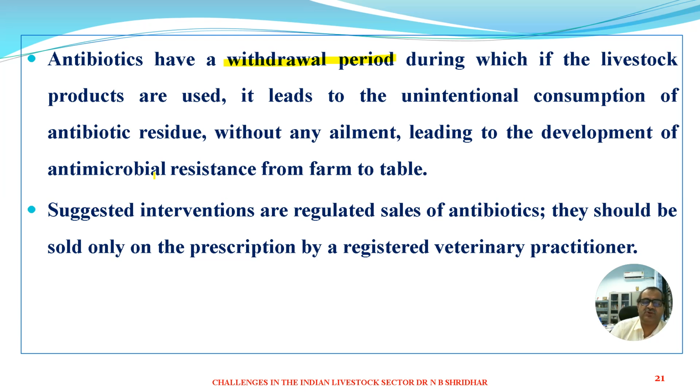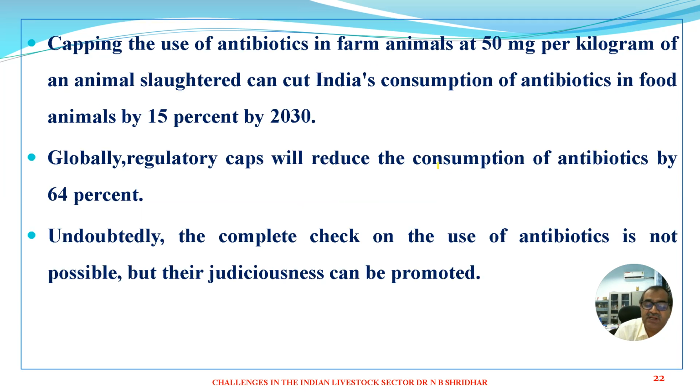And of course, humans also contribute greatly to antimicrobial resistance, but at the same time, the animal husbandry sector is also going to be a threat in future. And suggested interventions are regulated sale of antibiotics, meaning that without the prescription of a qualified veterinarian, no farmer or any quack or any unauthorized person who does not hold the degree of BVSc and AH, who is not registered in the respective veterinary councils of the different states, should ever prescribe or purchase antibiotics, and they should be sold only on prescription of a registered veterinary practitioner. That's the number one thing that can be done to reduce the growing antibacterial resistance.